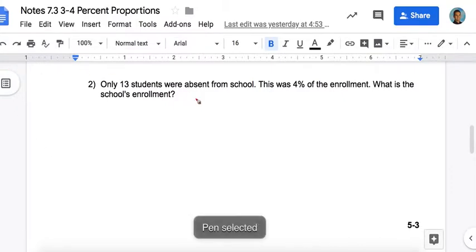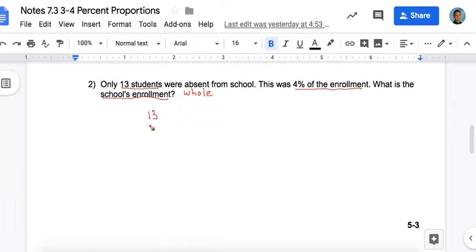Only 13 students were absent from school. This was 4% of the enrollment. What is the school's enrollment? Okay, so is this asking for part, whole, or percent? It's asking for the whole because only 13 students were absent from school. So that's part of the students. And I want to look for the school's enrollment, so that's the whole school. Now percent is always over 100, so 4 over 100.